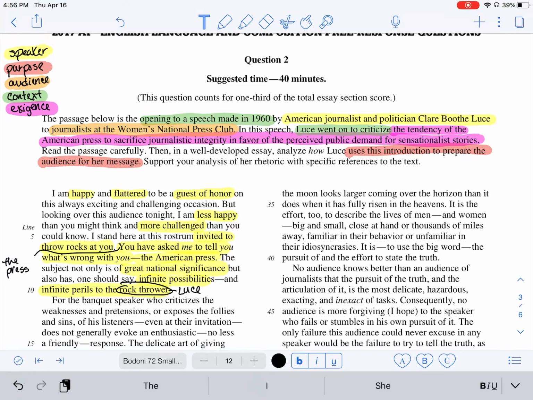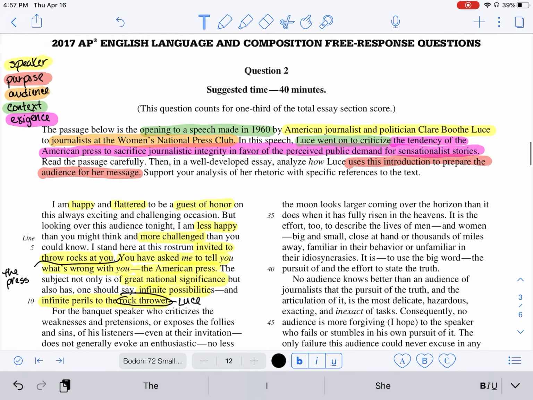All right, so today's instructional model video will focus on the skill of writing an effective and sophisticated analytical paragraph. Again, we're using the 2017 free response question number two. This is Claire Booth Luce's 1960 speech to the Women's National Press Club.